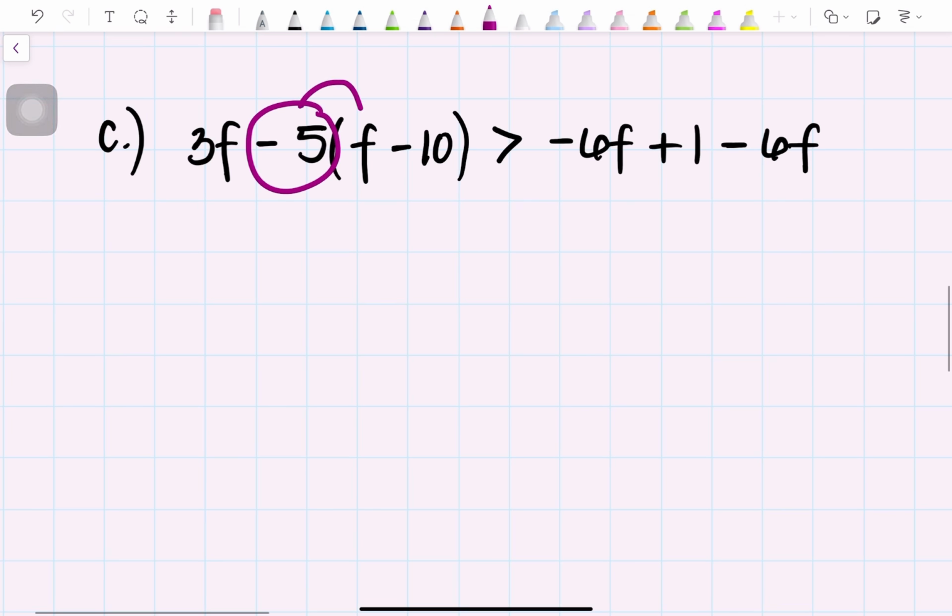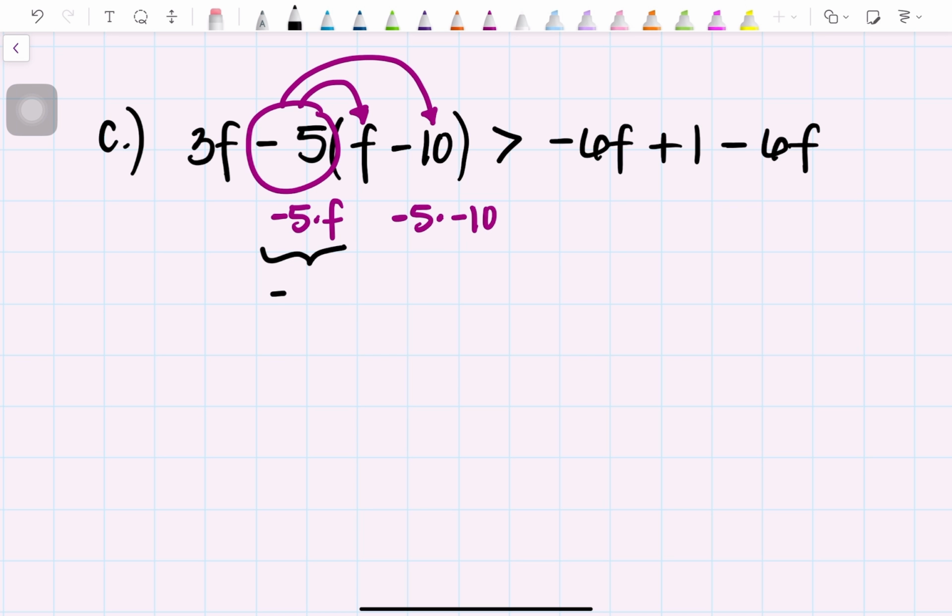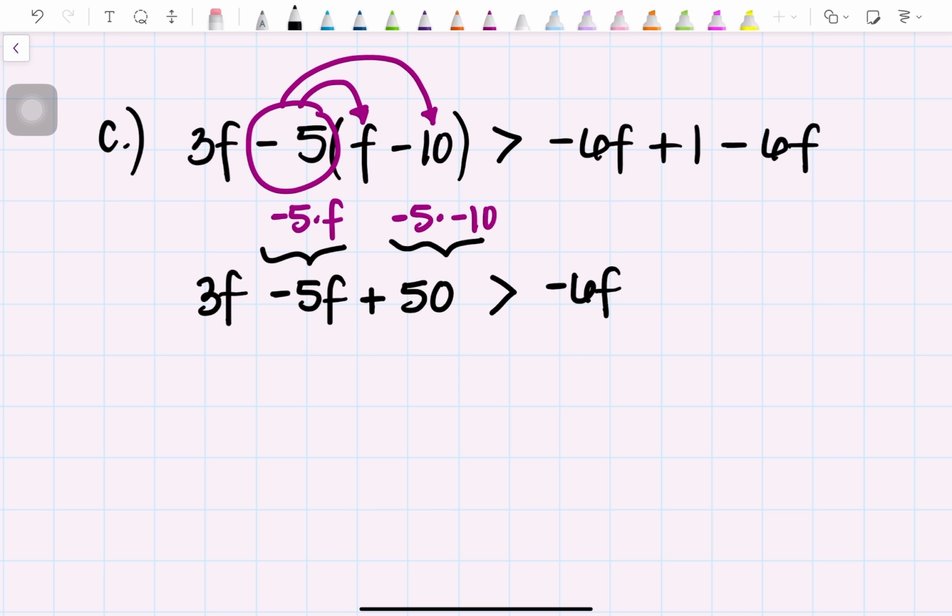And I'm going to go ahead and multiply a negative 5 here and multiply it there. So I should have a negative 5 times f and a negative 5 times a negative 10. All right. So this here is going to give me a negative 5f. And negative times a negative is going to give us a positive, so that's a positive 50. And I'm actually going to do a plus sign in between them, guys. And I'm going to go ahead and bring down the 3f, greater than negative 6f plus 1 minus 6f.